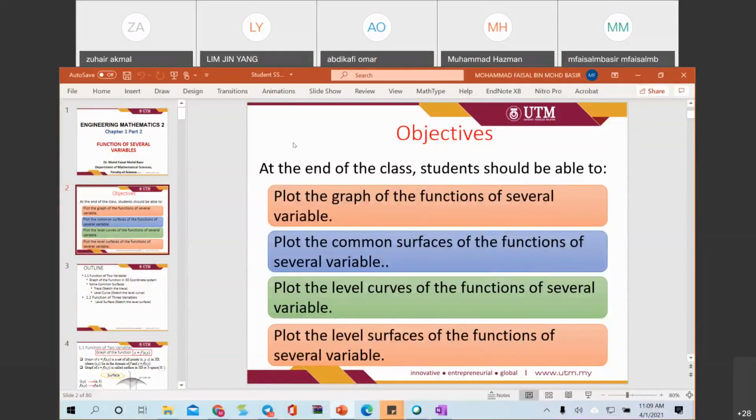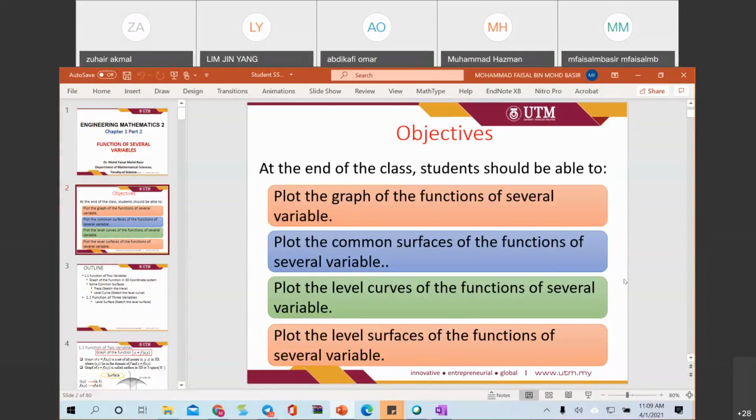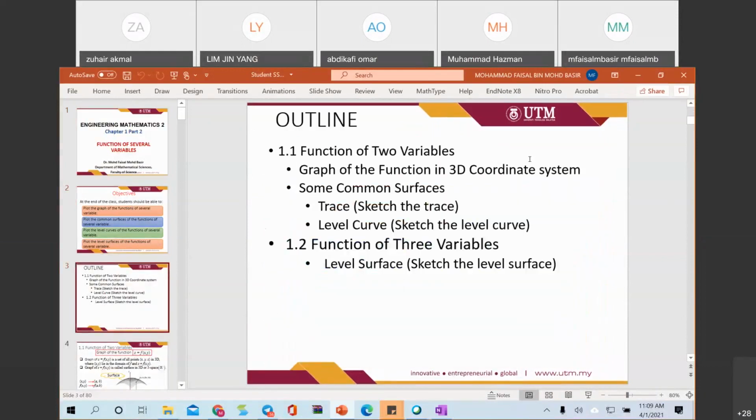Okay, so today we'll continue chapter 1, part 2, section 44. At the end of the class, students should be able to plot the graph of a function, plot the common surfaces, plot the level curve of a function of several variables, and plot the level surface of a function of several variables. So: function of two variables, graph of the function in a 3D coordinate system, some common surfaces, and function of three variables.